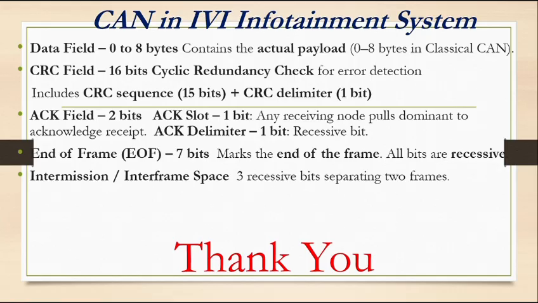Next one is cyclic redundancy check, which consists of 16 bits for error detection, which includes cyclic redundancy check sequence 15 bits plus cyclic redundancy check delimiter of 1 bit. Acknowledge field, which consists of 2 bits. Acknowledge slot 1 bit. Any receiving node pulls dominant to acknowledge receipt. Acknowledge delimiter 1 bit. Recessive bit.